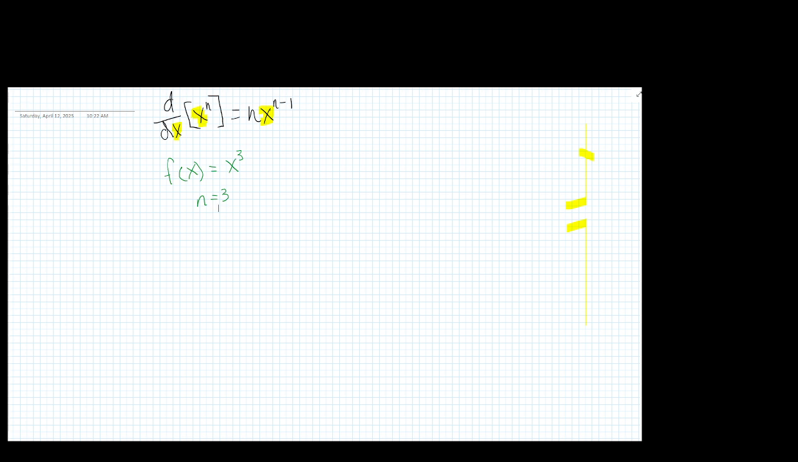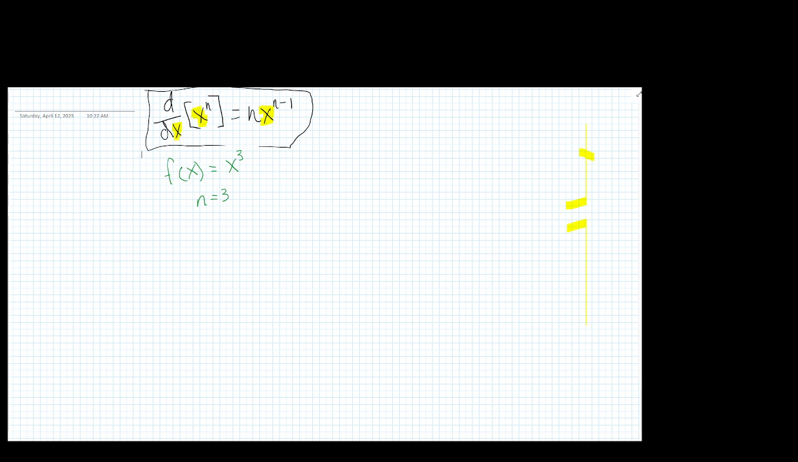Let me put a square around the power rule, so that we can know that that is the formula that we are applying. And if anybody asks you what kind of calculus you've done, you can tell them that you've done derivatives.